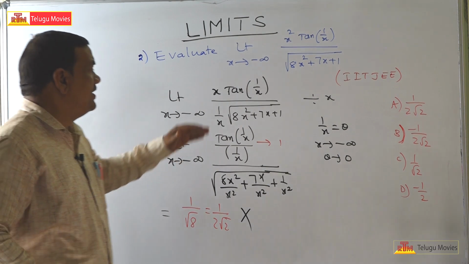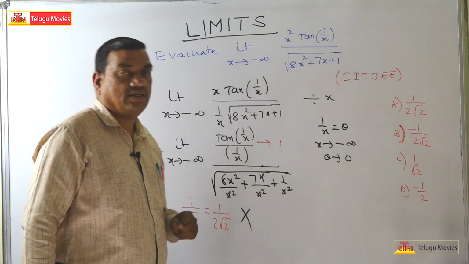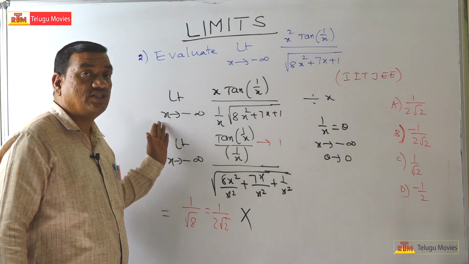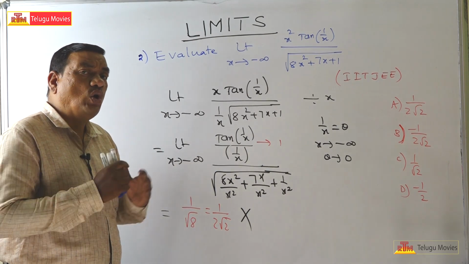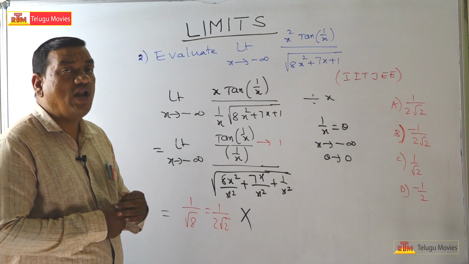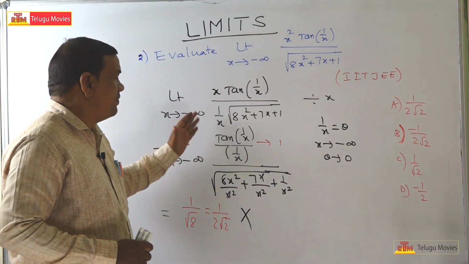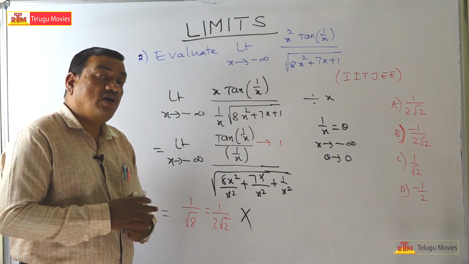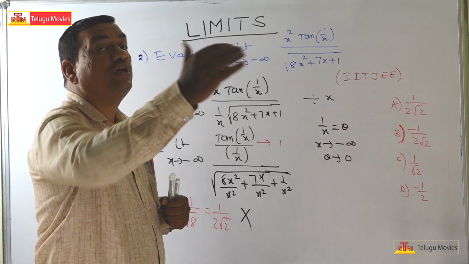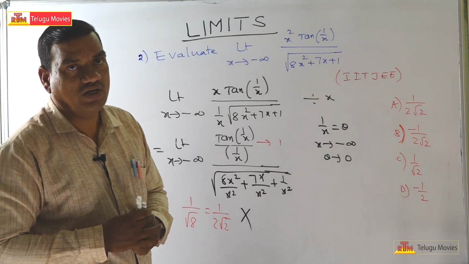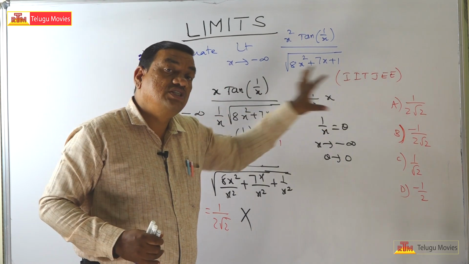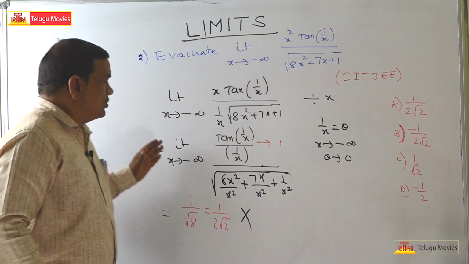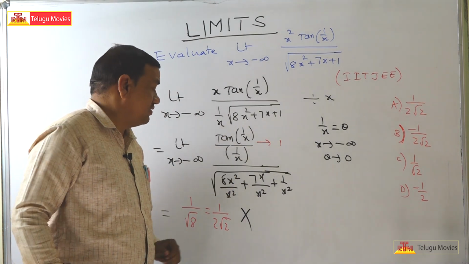Everything is clear. We divided the numerator and denominator with x. Nothing wrong in it, because x is not equal to 0. As x tends to infinity, in these limit problems, no value will be equal to 0. x cannot be equal to 0, and the function also cannot be equal to 0. We are finding the limiting values where the function is going to approach. That value only we observe. Okay now, right.